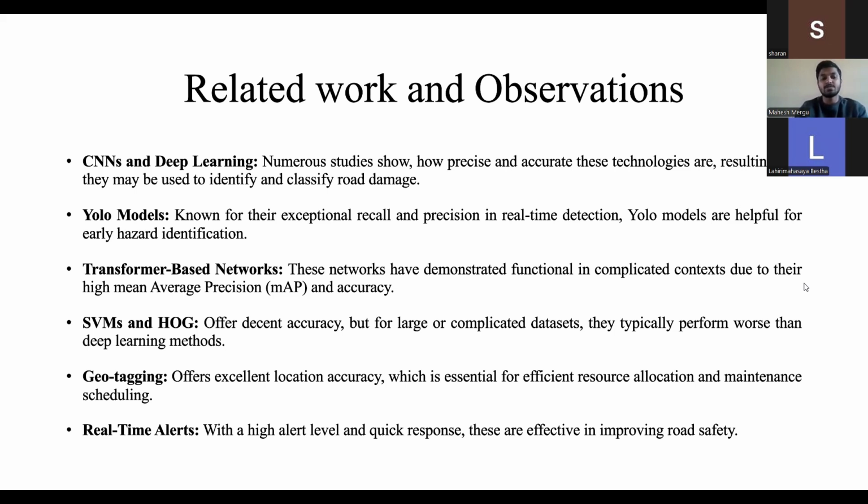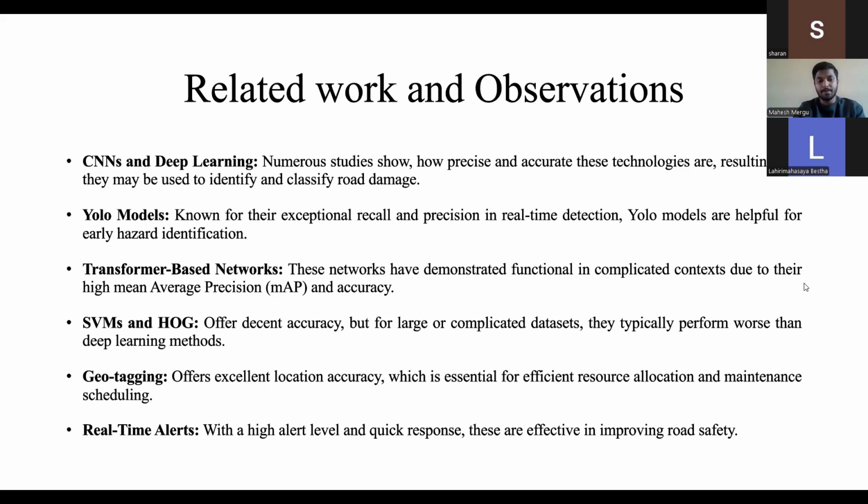Then we go to SVMs and HOG. SVM stands for support vector machines, and HOG stands for histogram of oriented gradients. These two systems offer decent accuracy, even when you are using a large and complicated data set. They typically perform worse than the deep learning methods, but when you have a complicated data set, they get the job done.